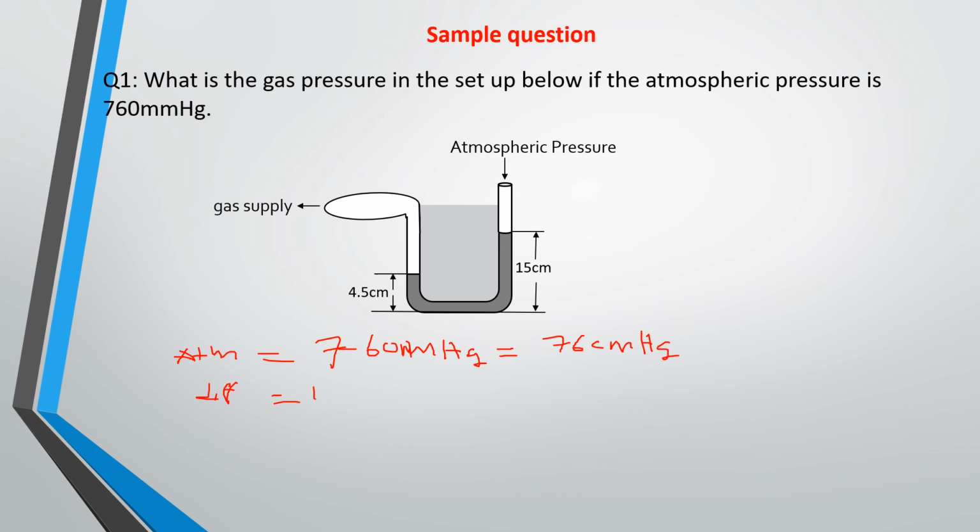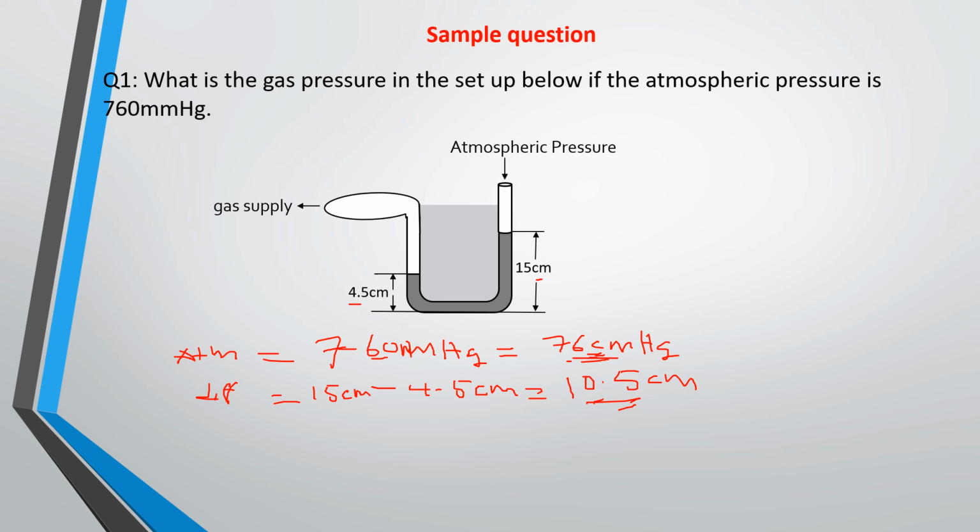The difference in height of mercury is equal to 15 centimeter minus 4.5 centimeters. So that will give us 10.5 centimeters. Okay, so try so that all your units will be uniform. That's why I converted this to centimeters. So here the unit I gave is in centimeters, so the atmospheric pressure, I have to convert it to centimeters. So that gives me this and that.